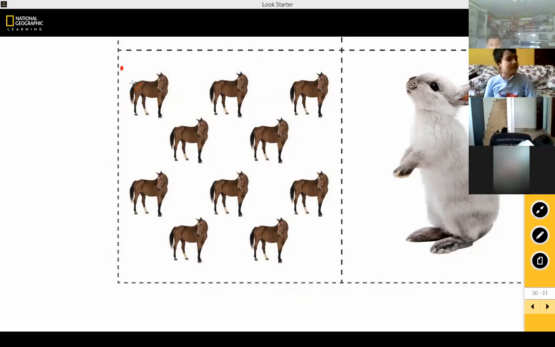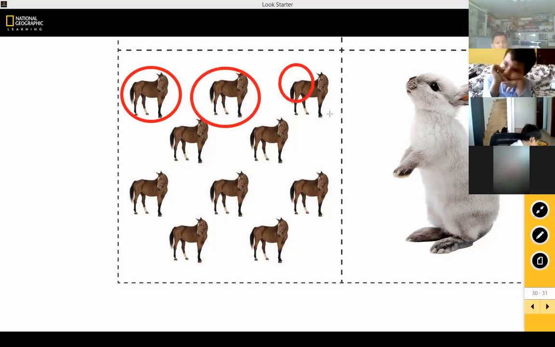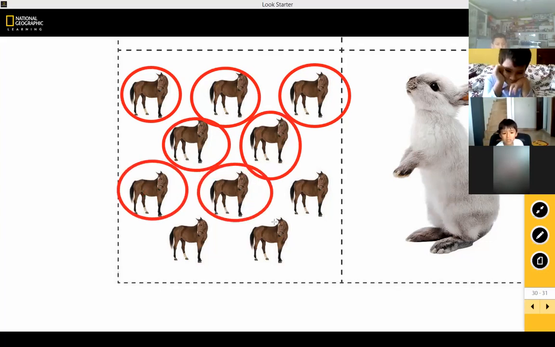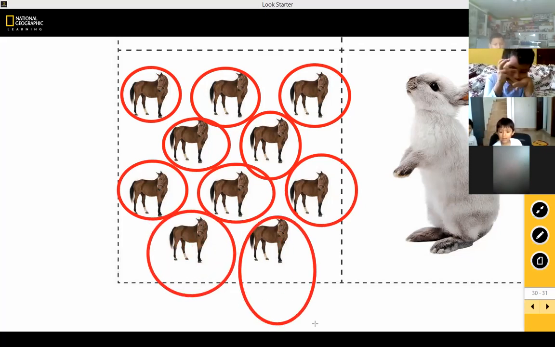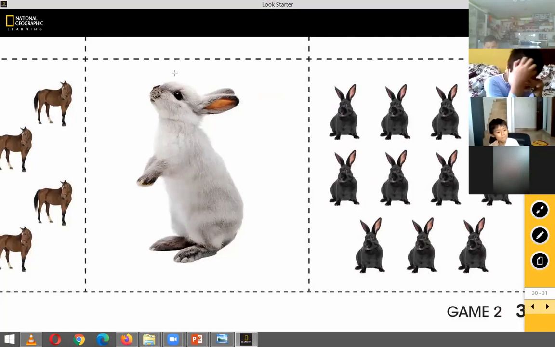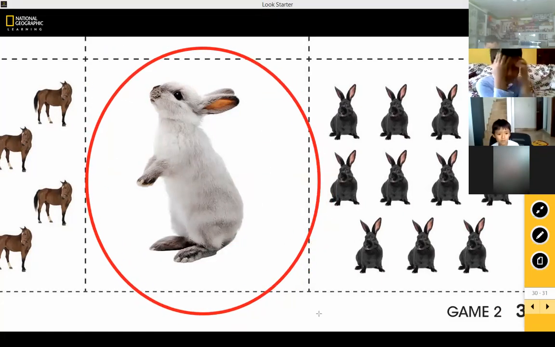Let's count. Contemos, Adrián. One, two, three, four, five, six, seven, eight, nine, ten. Excellent. Very good, Adrián. 10 horses. Thank you. Now, excuse me, Iram. What is it? What is it, Iram?